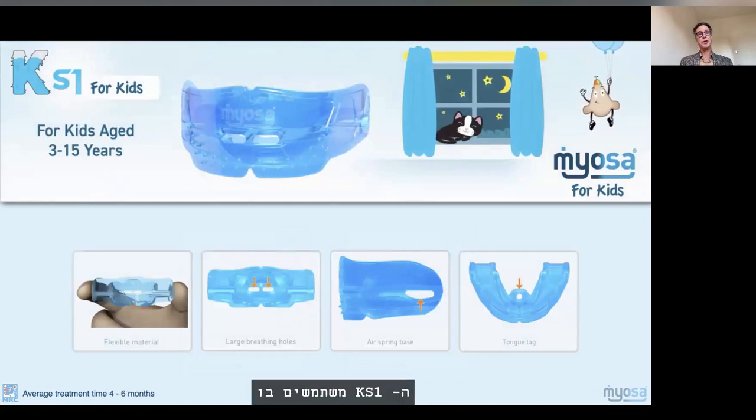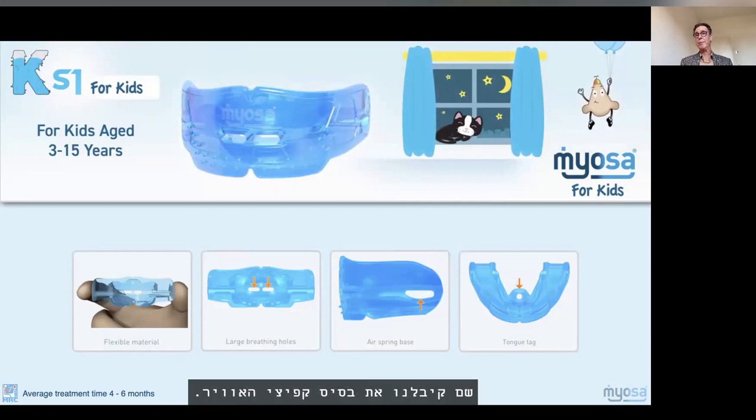This is the KS1. Again, the KS1 is used in the age of 3 to 15 years of age. The KS1 is really flexible, a soft material, really comfortable for the patient. It has large breathing holes. This means that the patient is able to breathe through the appliance, through the mouth, so it will not fall out easily during the night. So when there are any difficulties with nose breathing, with the KS1 it's possible to breathe through the mouth.